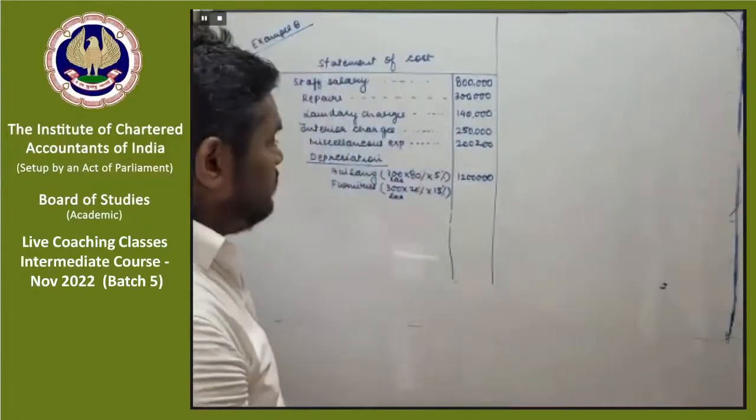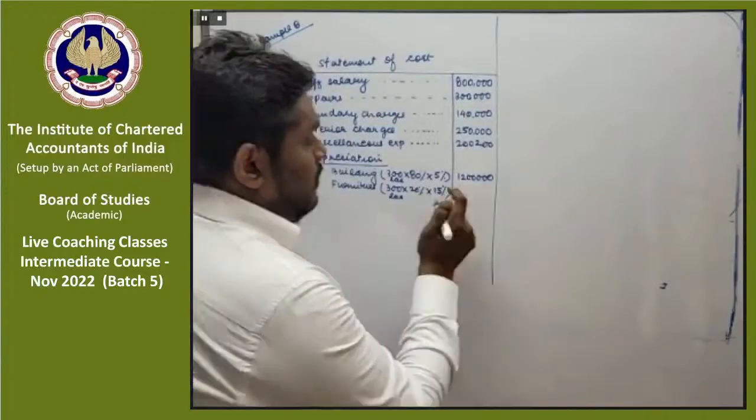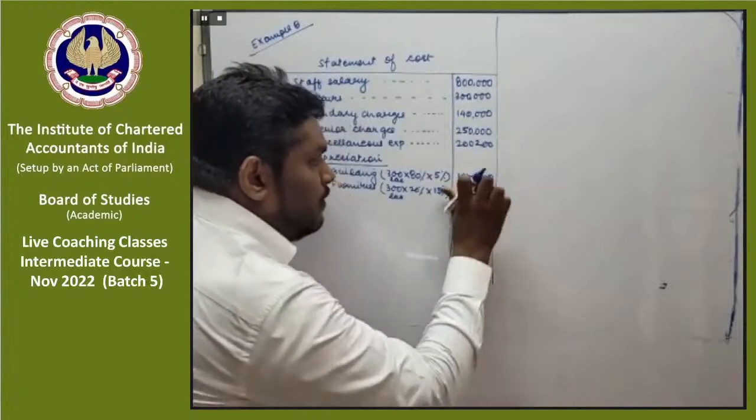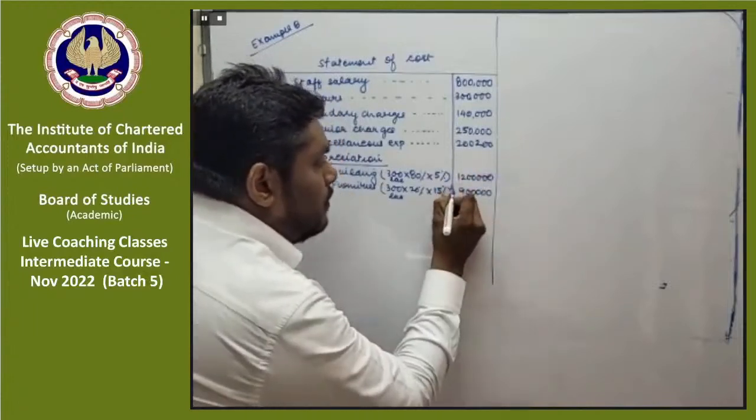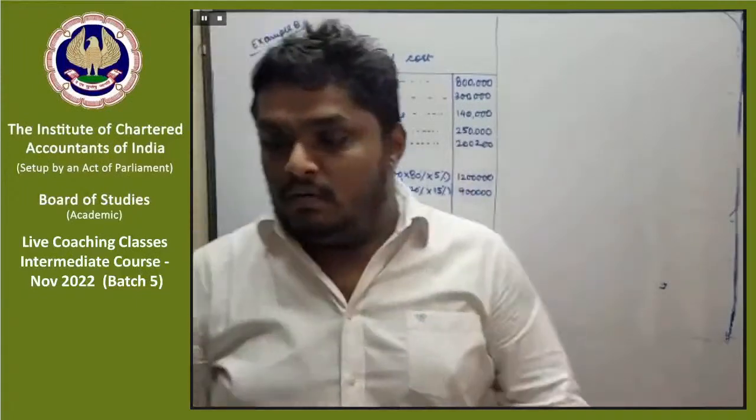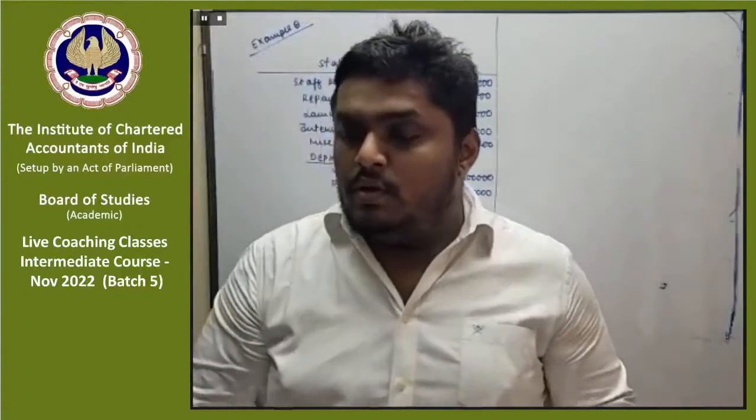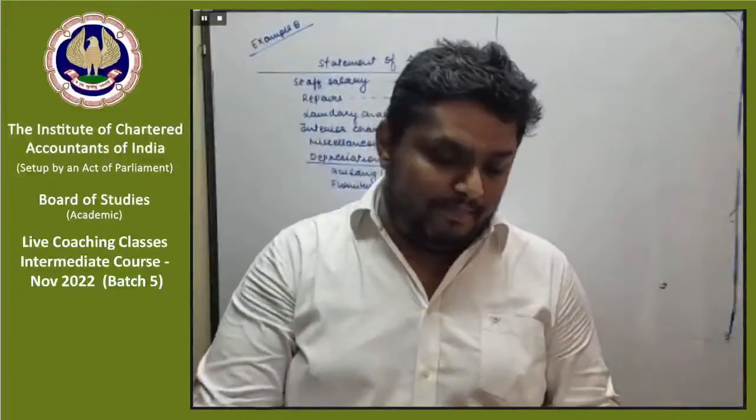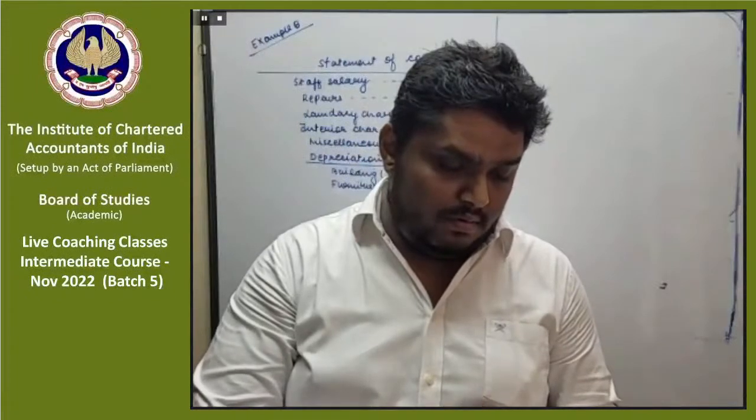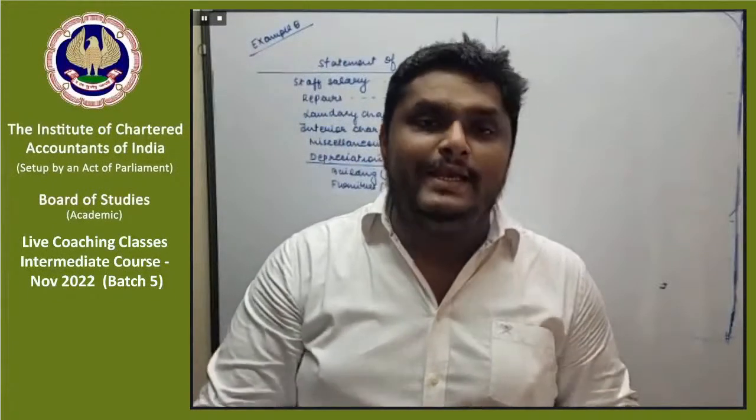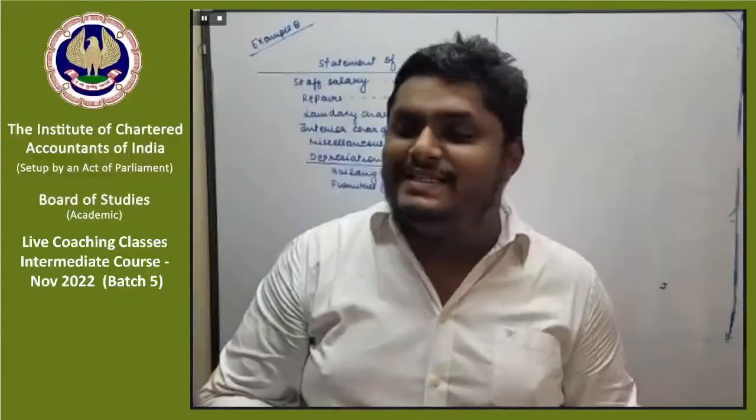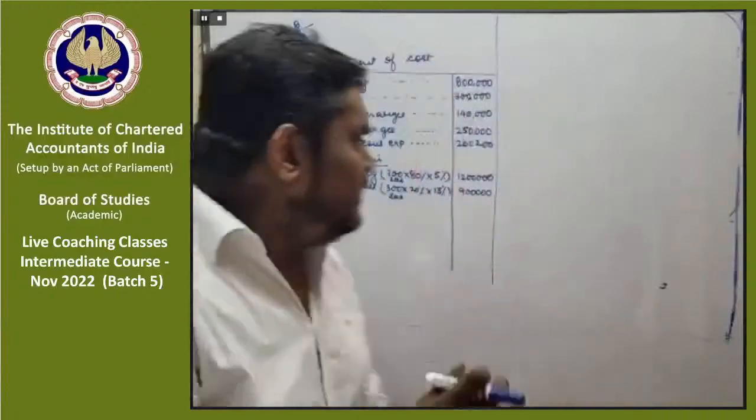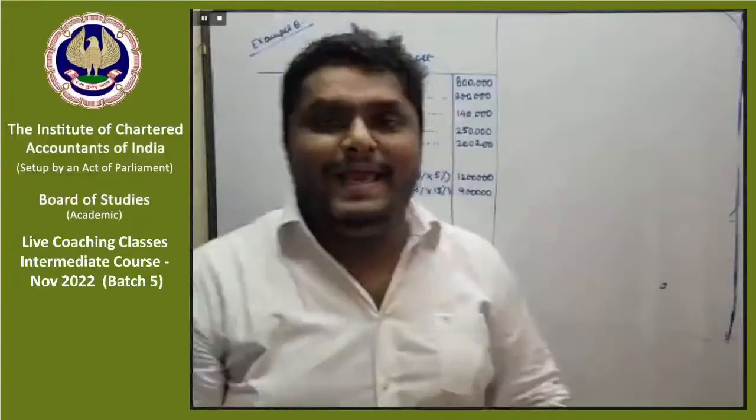Sorry. 9 lakh will be the depreciation on furniture. So 300 lakhs is the total investment of this. 20% is relating to furniture. So the value of furniture is 60 lakh and the depreciation is charged at the rate of 15%. So the total depreciation on furniture will be 9 lakh.